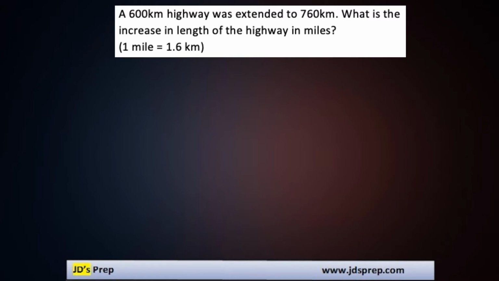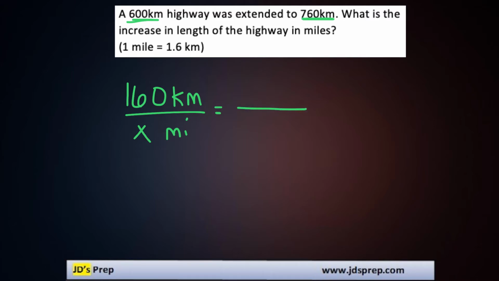Now, we know that the change in highway length is 160 kilometers. I'm just getting that from finding the difference between 760 and 600. So 160 kilometers over X miles, because that's what we're trying to do. We're trying to figure out how many miles that is. And we're going to set that to be equal to the ratio that we know. We know that 1 mile is equal to 1.6 kilometers.